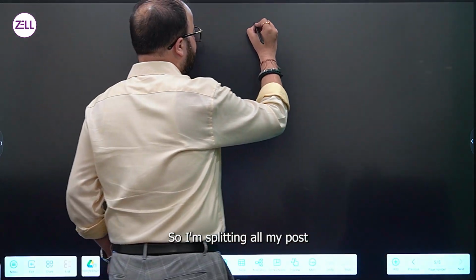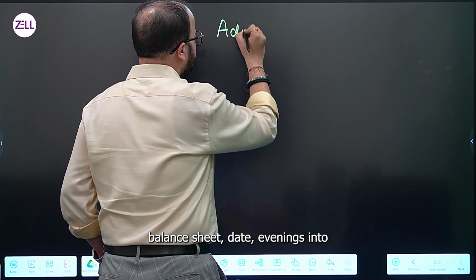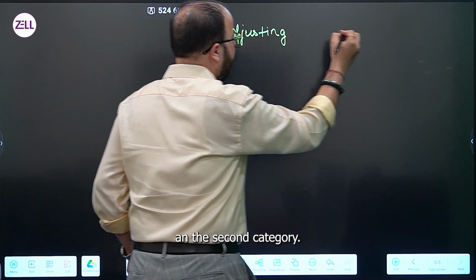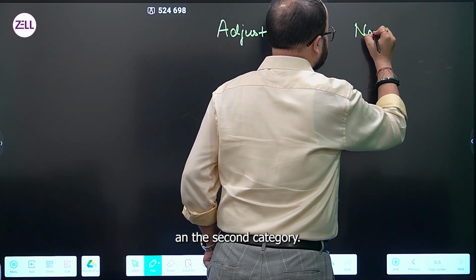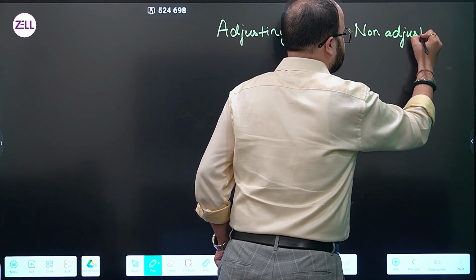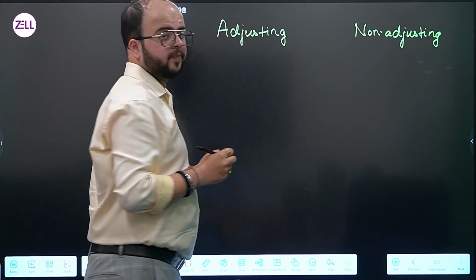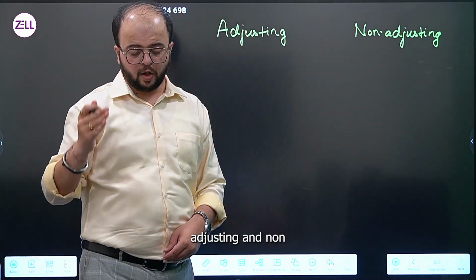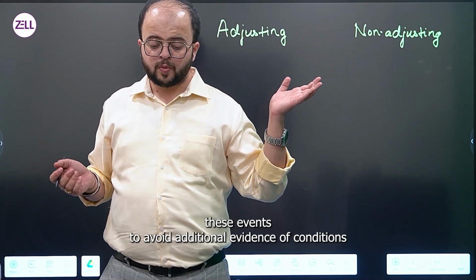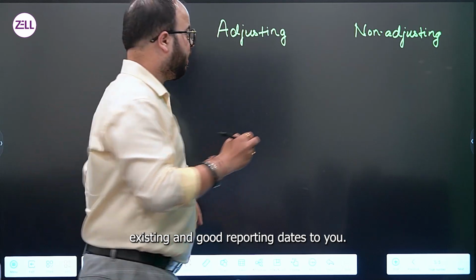So I'm splitting all my post balance sheet date events into adjusting events, and the second category is basically non-adjusting events. Okay, adjusting and non-adjusting. Now, what are adjusting events? These events provide additional evidence of conditions existing at the reporting date.